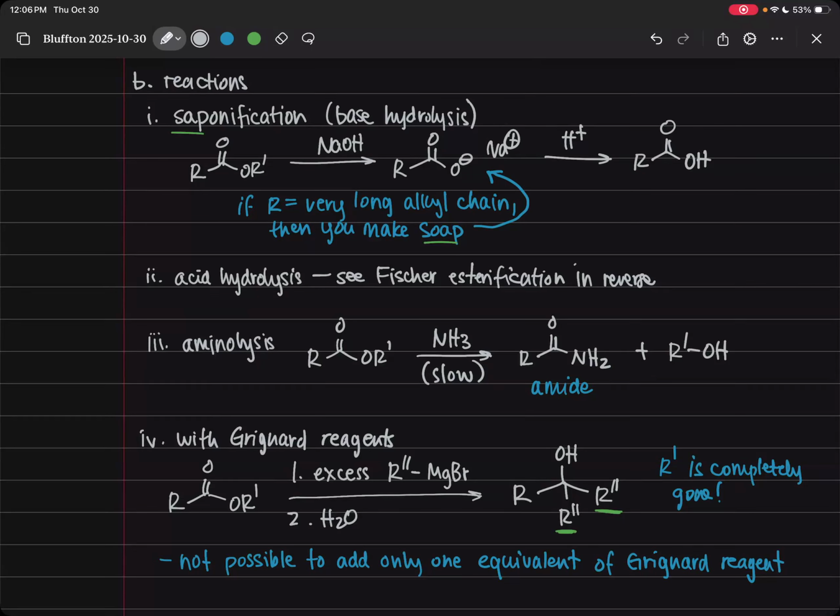Questions on esters? Okay, sorry. Yeah, alkanes, they could be a benzene ring. But yeah, alkanes of sort of any different variety.